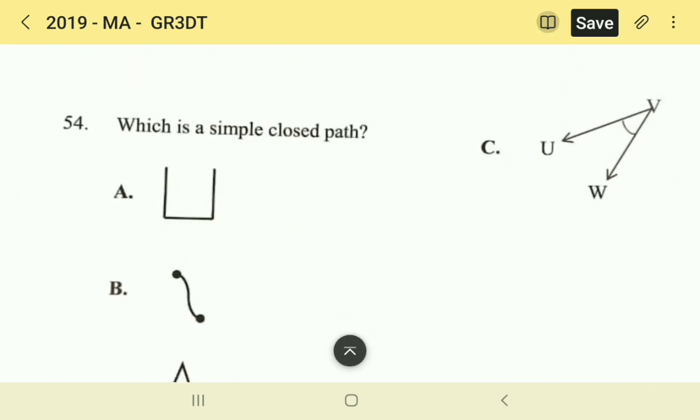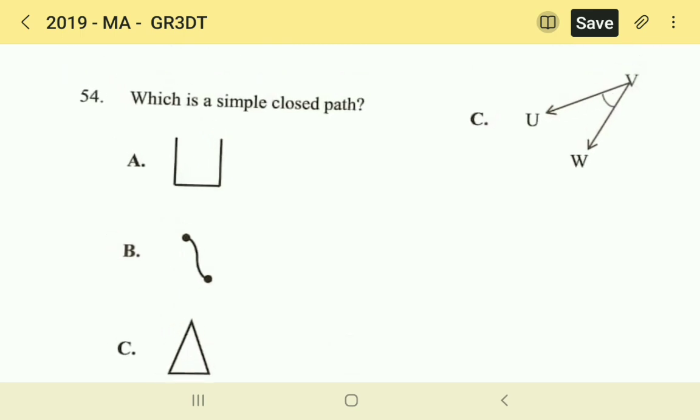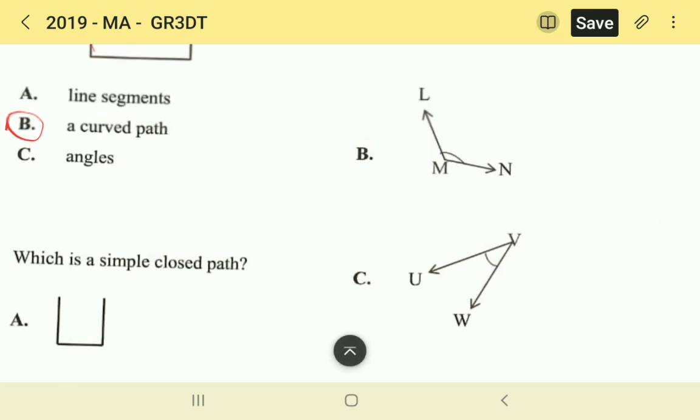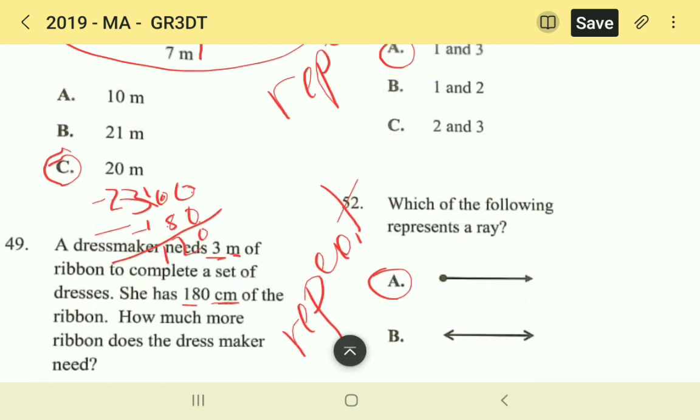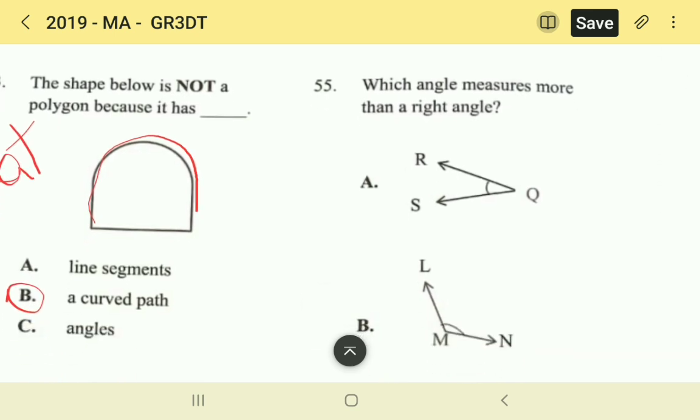Let's look at 54. This one too is a repeat, which is a simple closed path. Which one? Closed, lock up. Alright, shout out the answer for this one. C. Good job. Let's move on to number, we did 51, 52. On this side, 55.